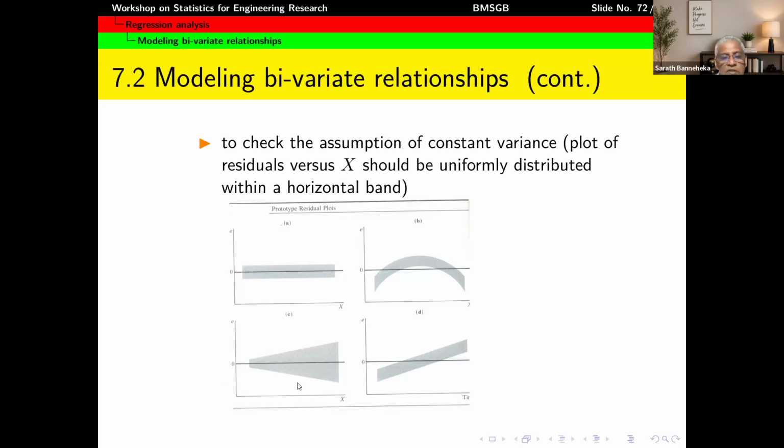versus the fitted value of x, that indicates the constant variance assumption is not valid, because you can see that the variability of the residuals is increasing here. Therefore, the homoscedasticity assumption is not valid in this situation.